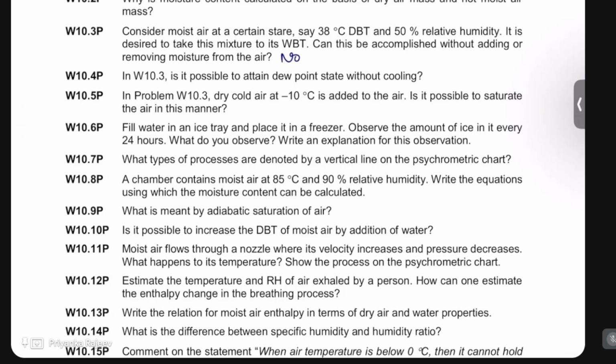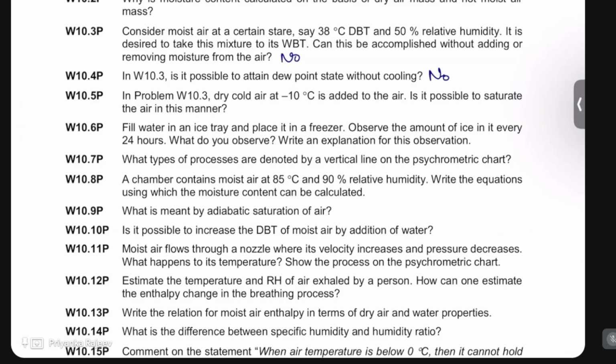Now, is it possible to attain dew point state without cooling? Dew point is when you cool the air at constant pressure until saturation. So, without cooling, maybe compression is one way to look at it. But again, compression would increase temperature. Alternatively, another possibility is mixing with cold air. Again, it is cooling only. So, answer is no.